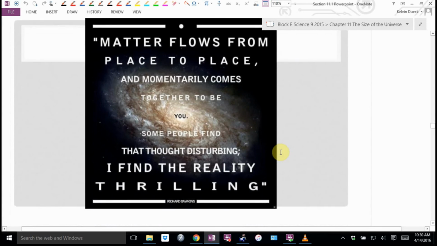Or, matter, atoms, matter flows throughout the universe from place to place, and momentarily comes together to be you. On the cosmic calendar, you guys exist for about 100,000th of a second. But the matter has come together to form you, Cole. Some people find that thought disturbing. I find the reality thrilling, says Richard Dawkins. And then after this, your atoms get passed back on.